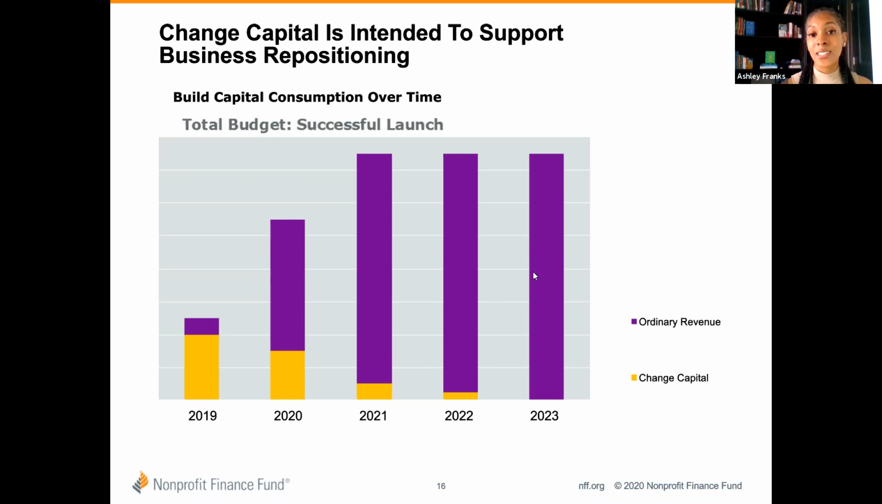And then we can see by 2023, which is year 5 of their change, organization A has fully spent down their change capital funding and replaced it with ordinary revenue. By this process, organization A is able to sustain their new business model with funds it otherwise would not have been able to provide in those initial years if they didn't have that change capital infusion. This is an example of a successful use of change capital.